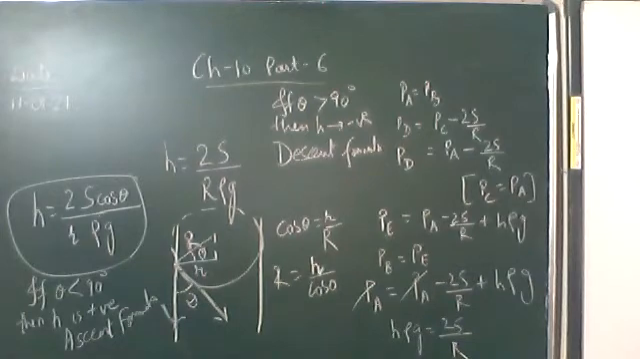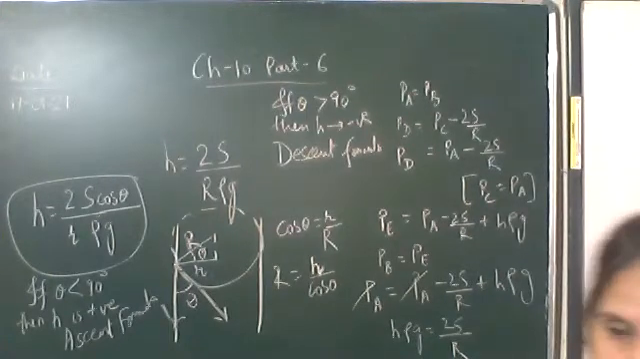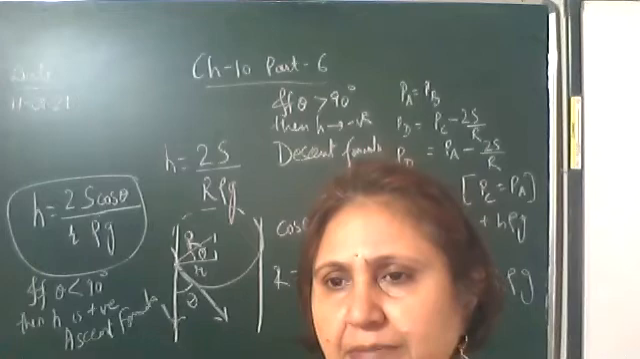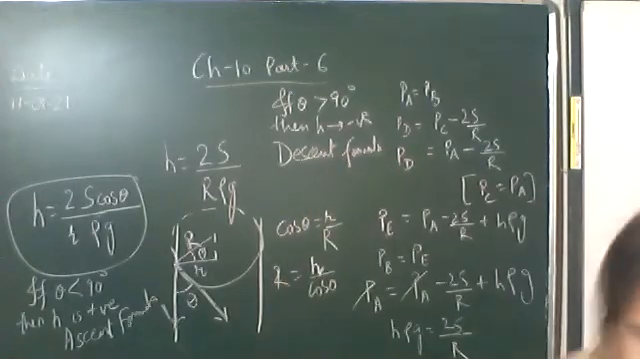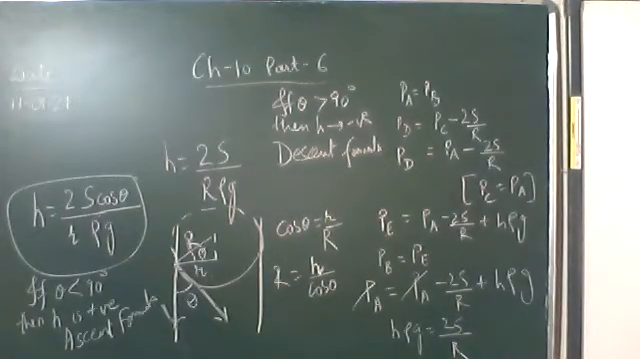We have derived the expression of the height to which the liquid rises or falls in the capillary tube when it is immersed in liquid. Whenever a capillary tube is immersed in a liquid, either the liquid rises or falls, depending upon the angle of contact. Acute, it will rise. Obtuse, it will fall in the tube.